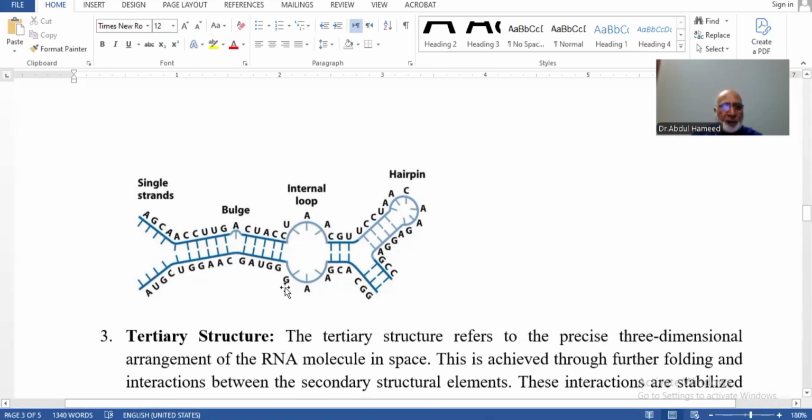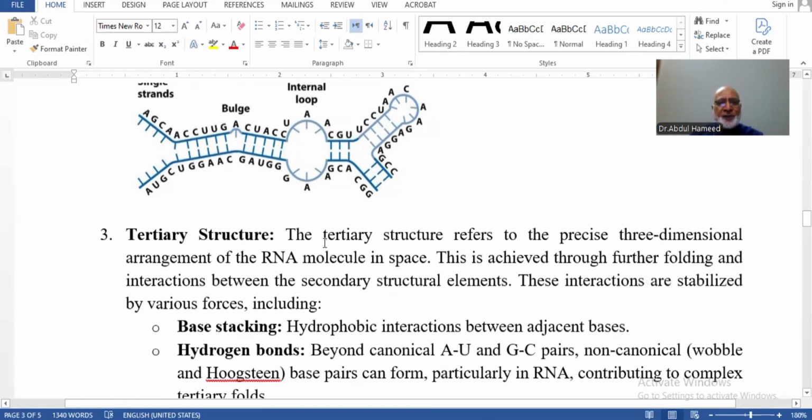It is forming a sort of loop because A can't interlink with the other A, so there will be a bulge in that. So it is a hairpin-like structure in which there is no bonding, there are no interlinks, but this structure can form. So this is a hairpin-like structure. This is secondary structure. What about tertiary structure?